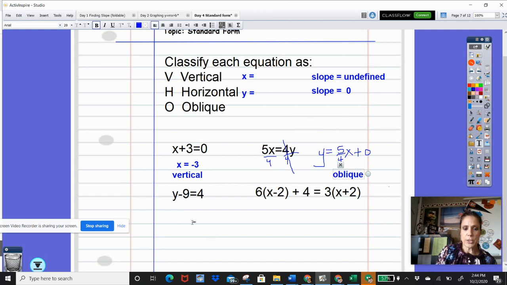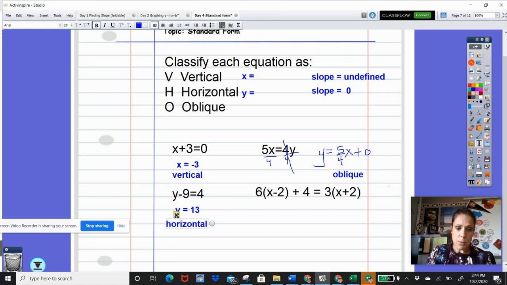The next equation here, I would really just add 9 to both sides. So you would have y equals 13 instead. That's a y equals. And remember, a y equals is a horizontal line. So you would say H for horizontal, or just type horizontal.